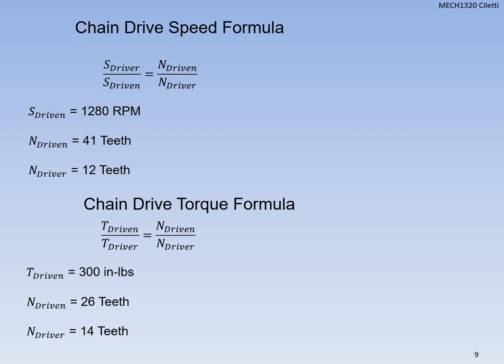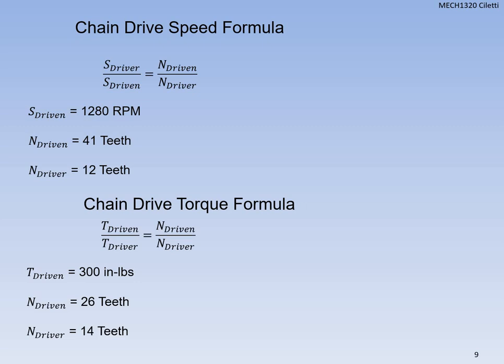Here are some calculations we've already done. The speed of the driver divided by the speed of the driven is equal to the number of teeth on the driven divided by the number of teeth on the driver. If you pause this and work through it, we've done a ton of these with the gear drives. I'm just going to give you the answer. The first one, the speed of the driver, should be 4,373 on the first example.